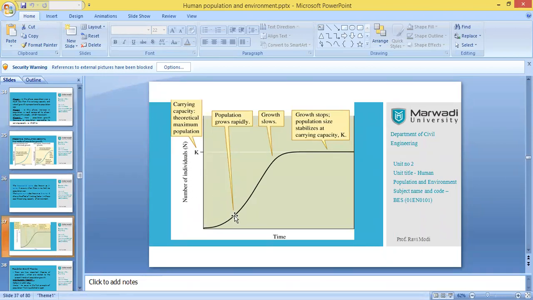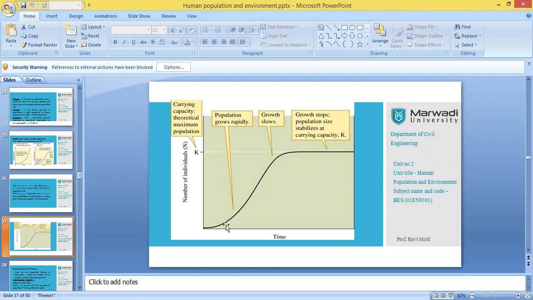That is basically the theoretical maximum population. Carrying capacity is just an imaginary, or theoretical, term. You cannot fix this exact amount, but theoretically it exists. If your population size breaches that mark, the carrying capacity line, then you are in trouble as an environment or as a society.